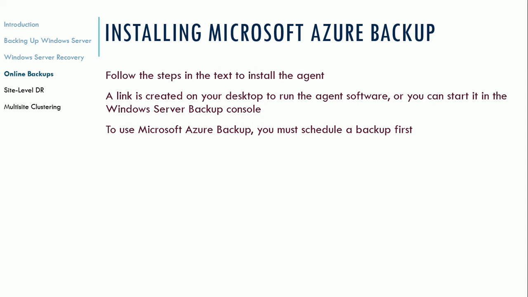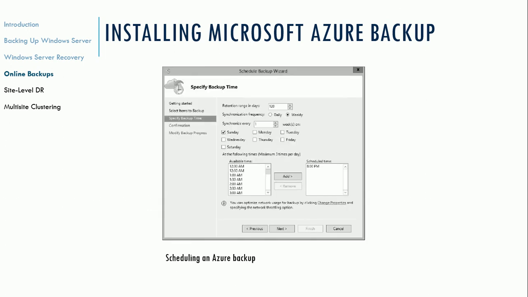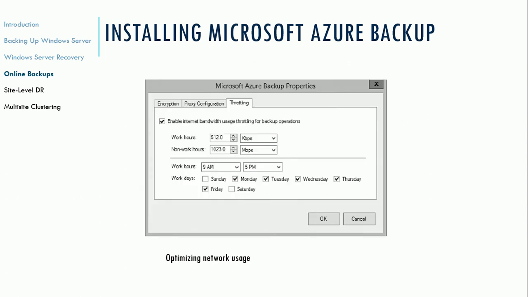So to use Microsoft Azure Backup, you have to schedule a backup first. It's very similar to scheduling a backup in the standard backup utility with Microsoft. It's really not all that different. In fact, it looks nearly identical. So you would tell it how often you want to schedule these backups, just like you do with the Microsoft tool that's native.